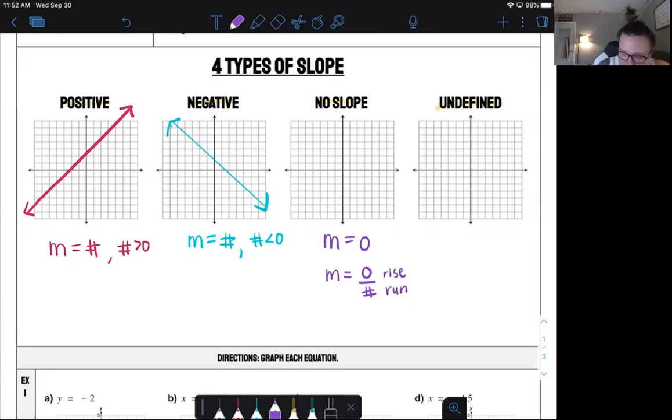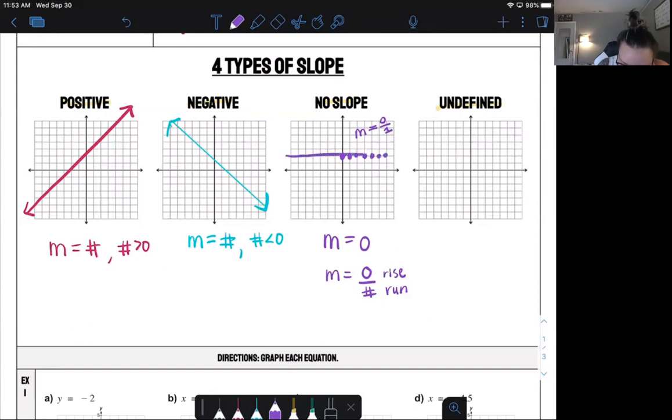So what does that look like? Well, let's say our line started at y is 2, and we have no rise. So we don't go up, we can't go up, but we can run. I'm going to run to the right 1, and again, and again. So that would mean that my slope is m equals 0 over 1. So I'm not rising, but I'm still running.